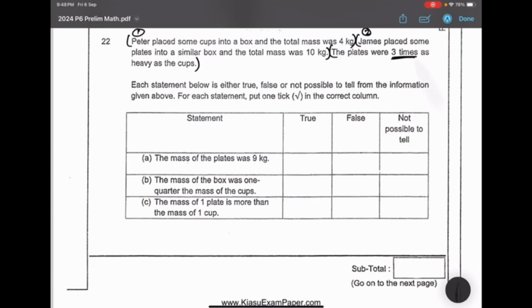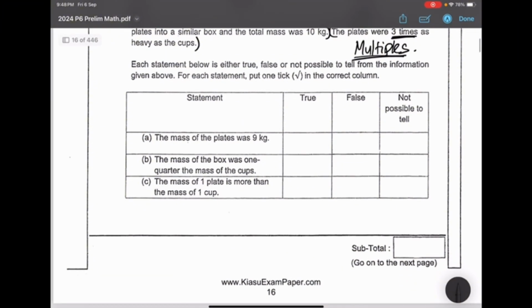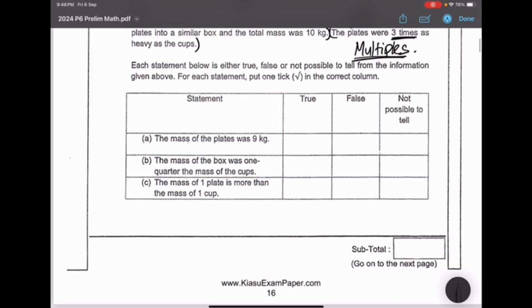Now, when I see this over here, I immediately want to think of multiples. The concept of multiples, whenever I see twice, thrice, 3 times, 4 times, or 5 times, is the concept that we think about. And whenever we are dealing with this concept, we want to draw a model. I don't have any space right there, so I'm going to draw at the bottom over here. The plates are 3 times as heavy as all the cups, so I'll have 3 units for my plates and 1 unit for my cups. Can you see right there?